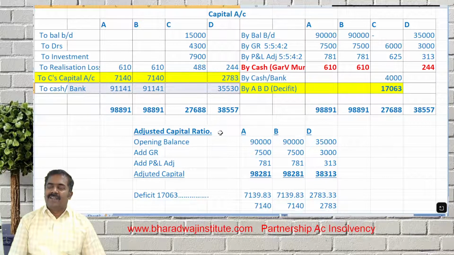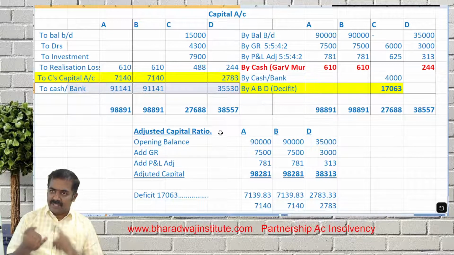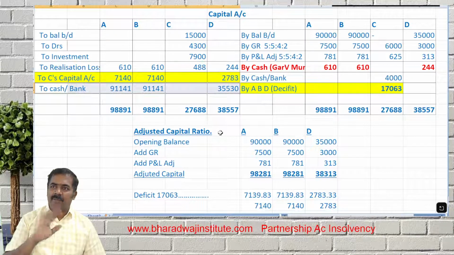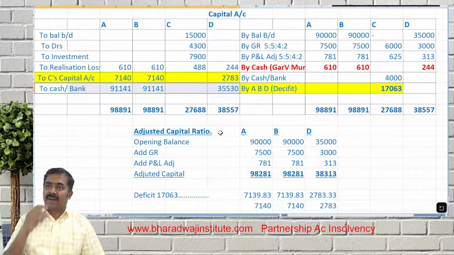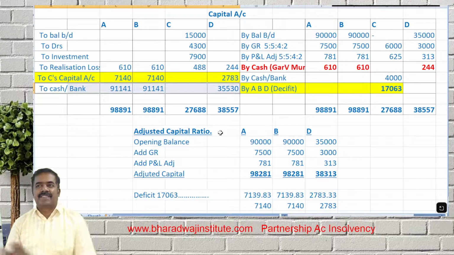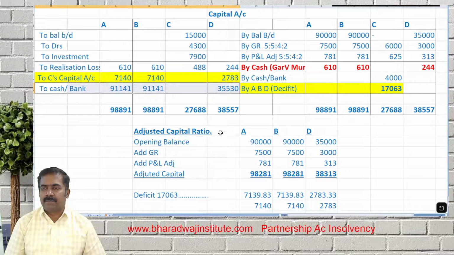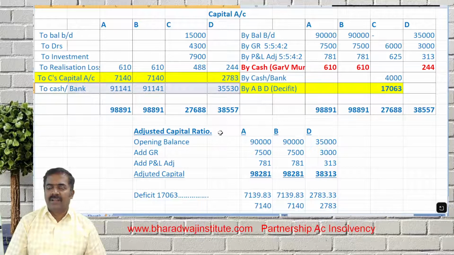But while dissolving the firm, they will not settle it first. You will pay secured creditors. You will pay unsecured creditors. You will pay all the preferential creditors. Then you will pay what? Partners loan. Then partners capital. For example, if A has given some loan, first his loan has to be returned, and only then can capital be returned.